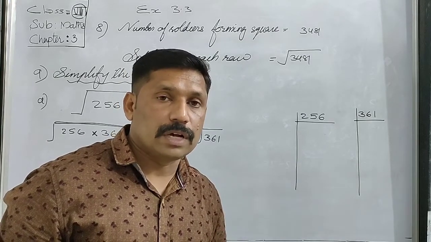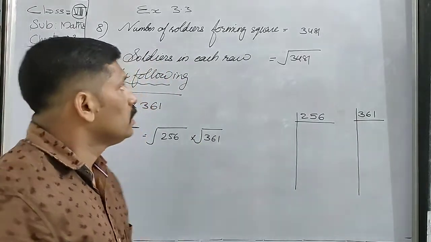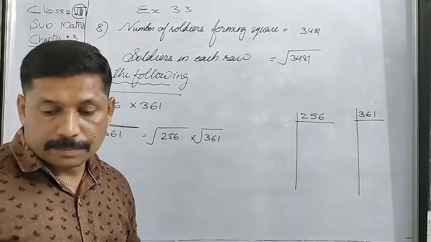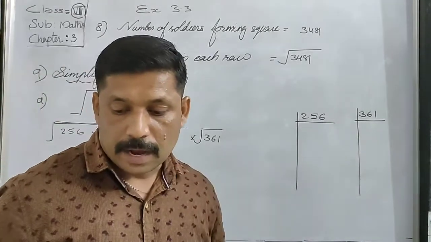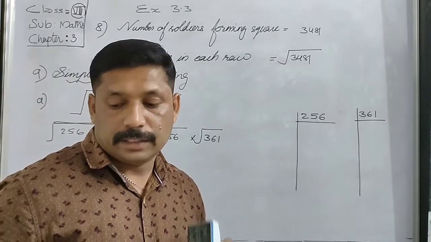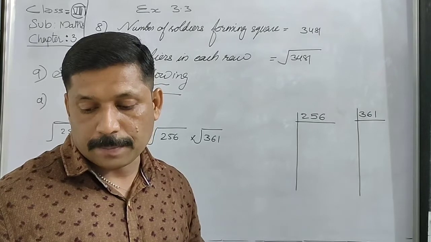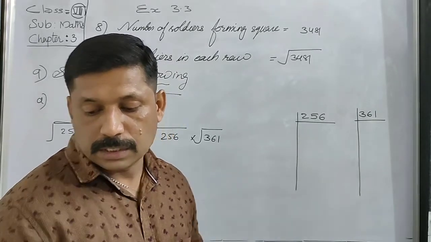Okay, let us move to the 8th question. After the 7th question we have finished that. Now the 7th question, I have not written the question. I will read the question, you listen carefully. In a stadium, 3,481 soldiers line up to form a square. Find the number of soldiers in each row.